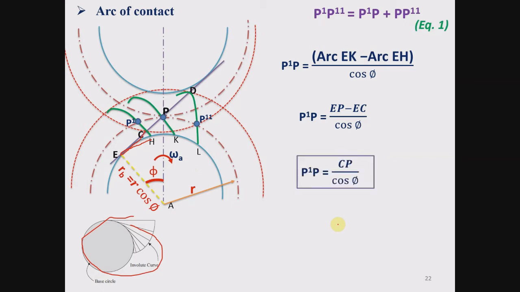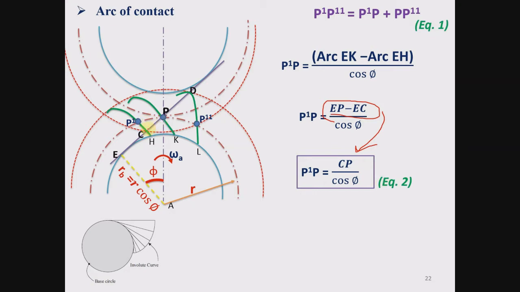So what is EP minus EC? Now look at the pressure line only, line of action EF. Now what is EP minus EC? EP minus EC is distance CP, correct? So I have written that. So P dash P is equal to CP upon cos of phi. Call this equation number 2.